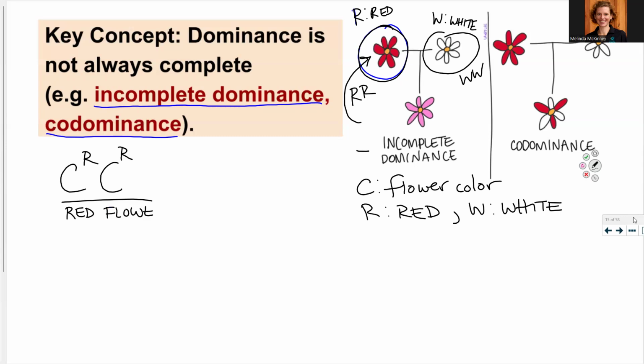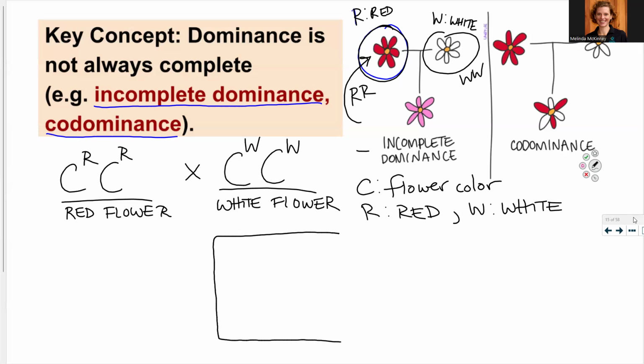Now we're going to cross that, breeding it with the white flower. Again, we're going to use C for flower color, and then superscript above it, capital W for white. So this is the white flower. Then you're just going to use the same Punnett square. I'm going to do it down here in the middle. Here's the Punnett square. I'll put a box here so it's less distracting.